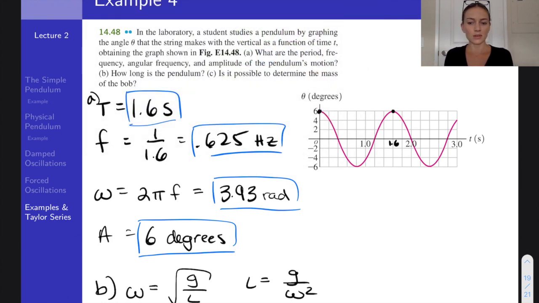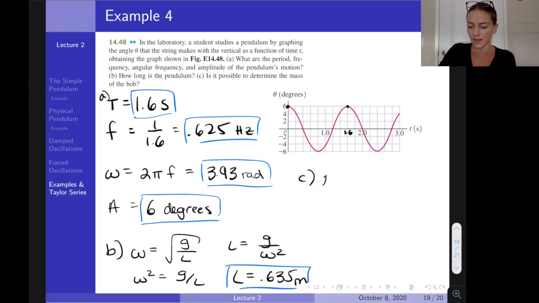So now for part C, is it possible to determine the mass of the bob? So no, it's not. And the reason is that you'll see the period and the frequency all depend on omega, and omega only depends on g and L. And the amplitude doesn't really help us with the mass either. So there's no way to figure out the mass from the information given here. So it's not possible to figure out the mass.